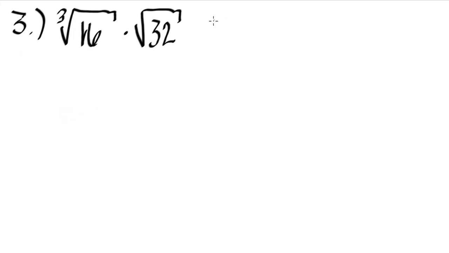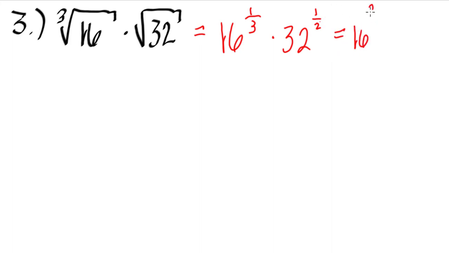Okay, so let's convert them again to fractional exponents. So we have 16 raised to 1/3, and we have times 32 raised to 1/2. So we know that the LCD of 1/3 and 1/2 is 6. It's going to give us 16 raised to 2 over 6 times 32 raised to 3 over 6. Again, why did we have that? Because 2 over 6 simplified is 1/3 and 3 over 6 simplified is 1/2.